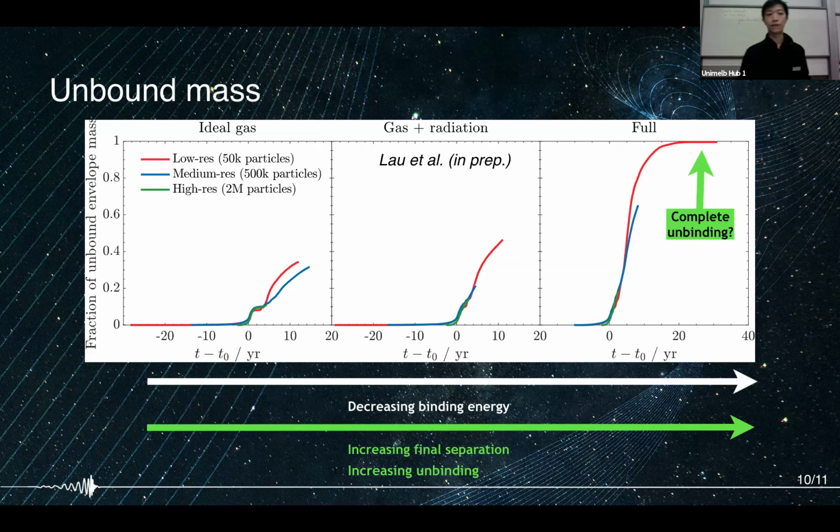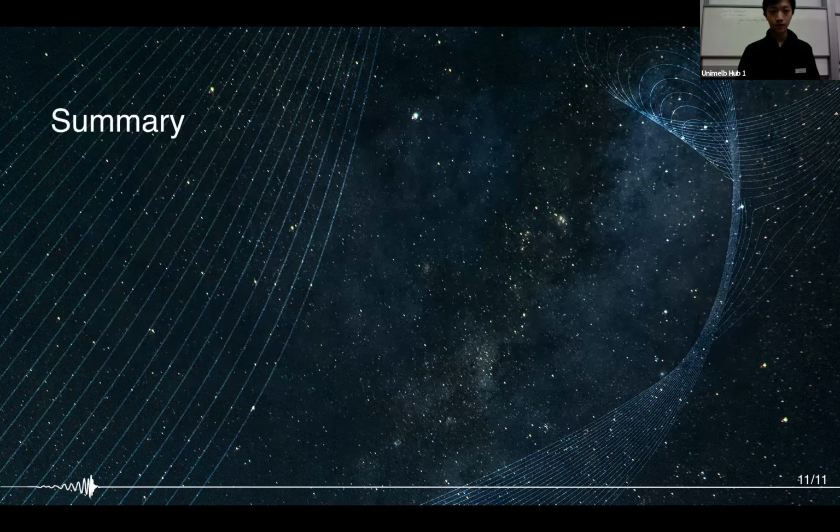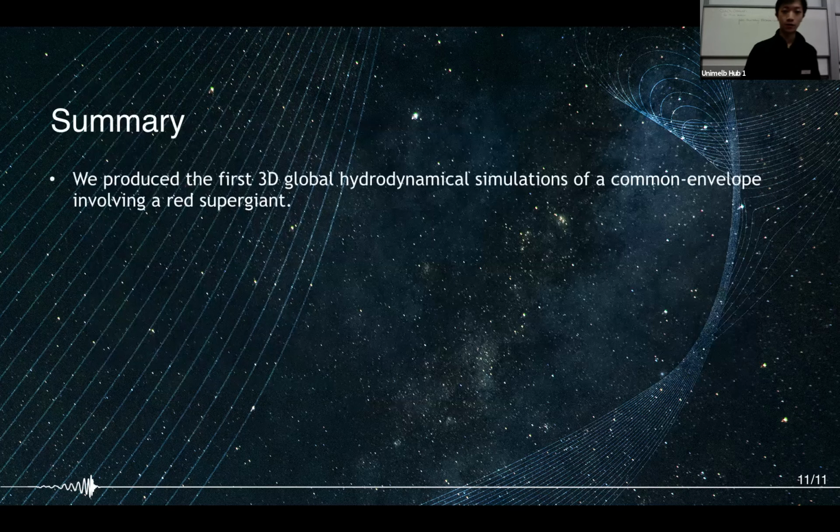And in the case of the full equation of state, where it includes recombination, it even seems that we're able to completely unbind the envelope, at least for our lowest resolution case. So I'll give a summary of my talk here now.